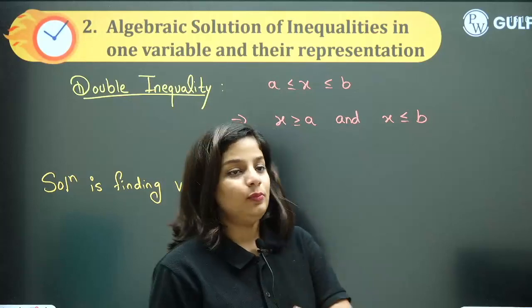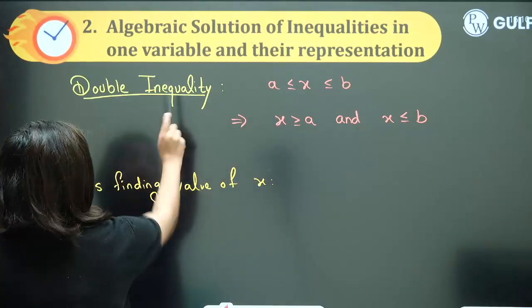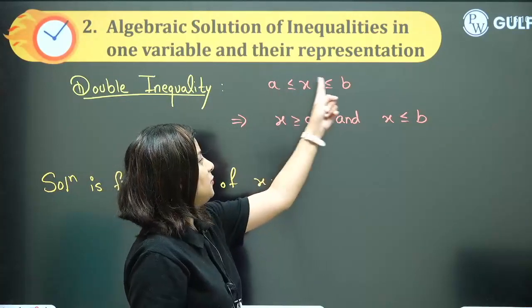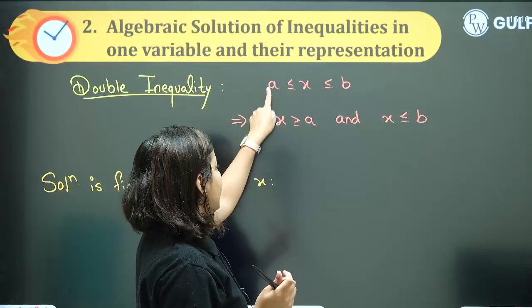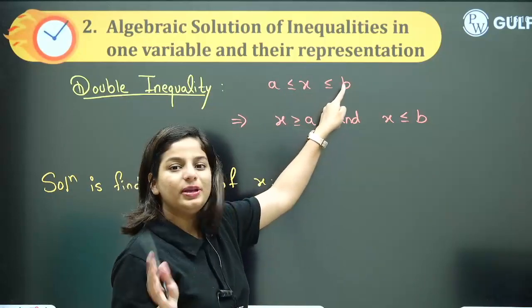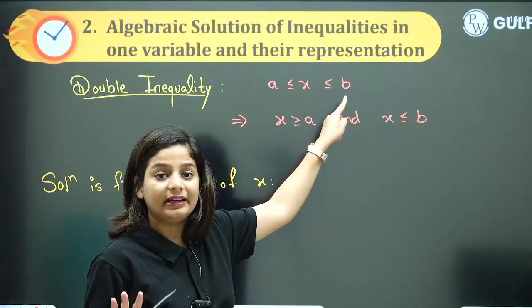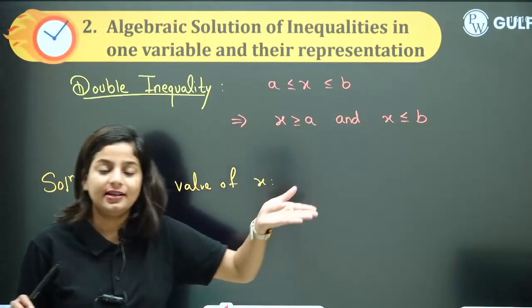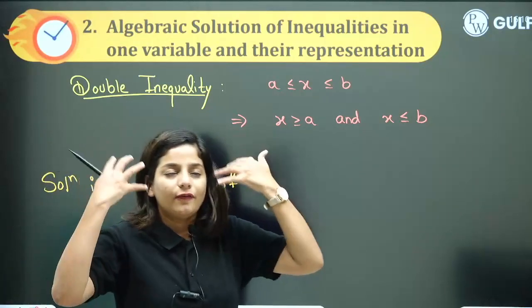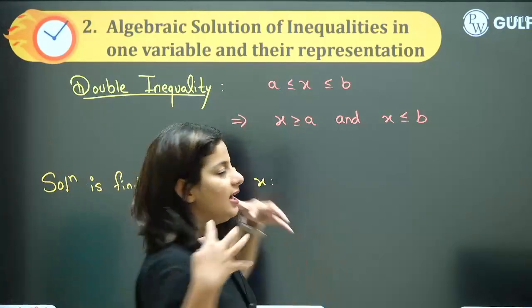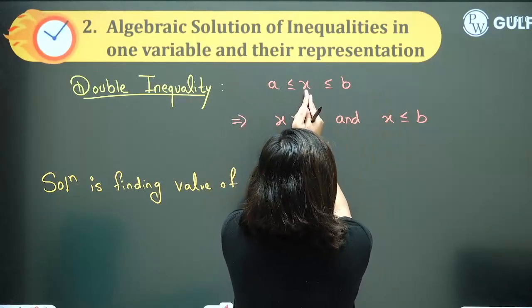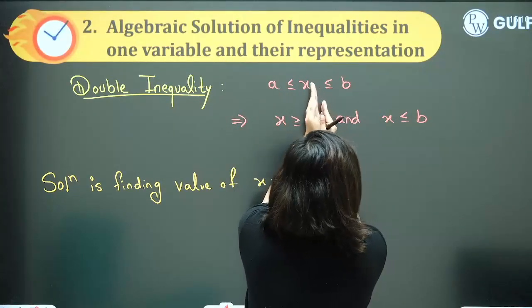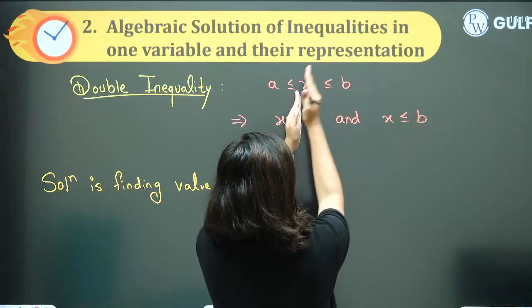Well, there is one more type called the double inequality: X greater than equal to A, less than equal to B. Guys, do not read it as A less than equal to X less than equal to B. That's not the right way of reading. There's nothing wrong in it, it's technically right. But for the purpose of understanding, I will consider X and then talk about A and B. X greater than equal to A, X less than equal to B.